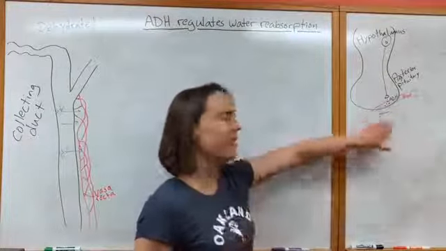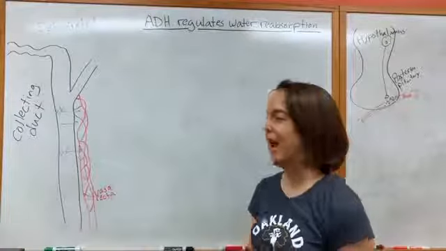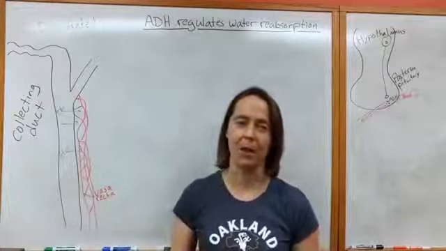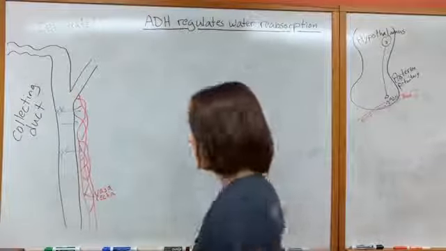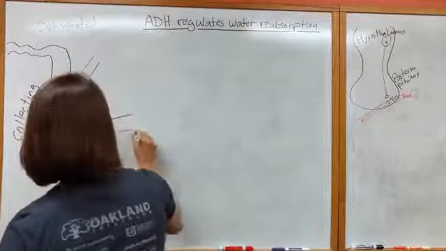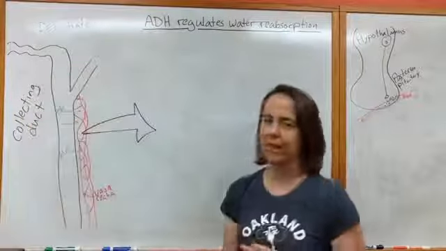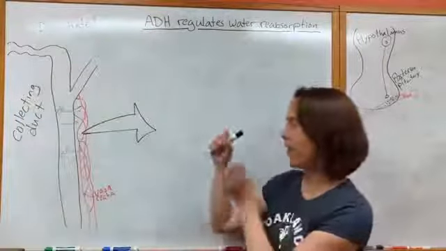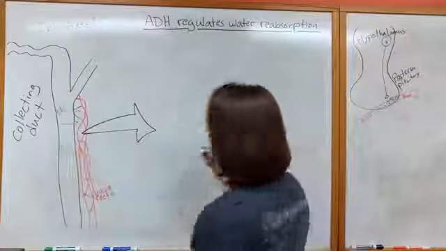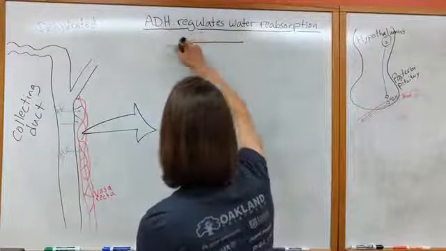Okay, so now this ADH is in the blood, and it's going to travel back to the collecting duct and increase the number of aquaporins there. So let's look at how that works. We're just going to basically zoom in on this. So let's look at one cell or a couple of cells that are in the wall of the collecting duct. Okay, so I'll just draw a couple of cells here.